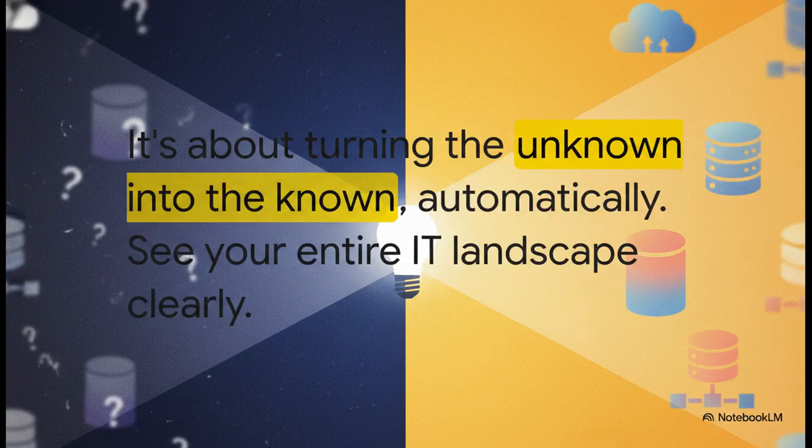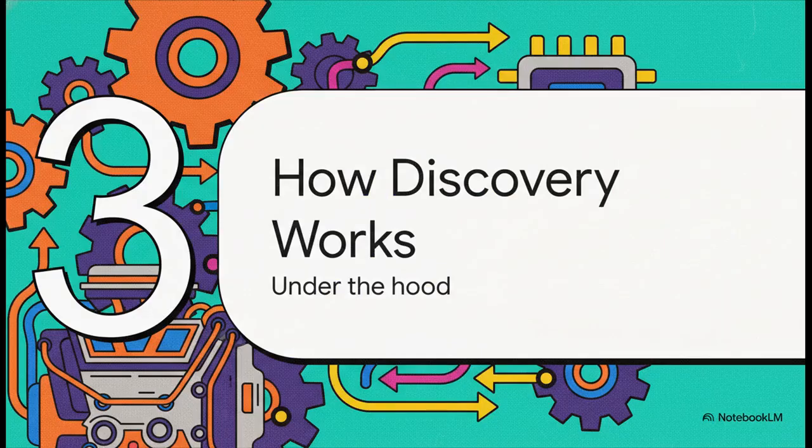This whole process is really about one thing: turning the unknown into the known. It's kind of like flipping a switch that lights up your entire IT landscape, showing you connections and applications you might not have even known were there. This is what real visibility looks like. Okay, so the idea of automatically finding every app sounds pretty powerful, but how does it actually work? Let's get into the mechanics of it.